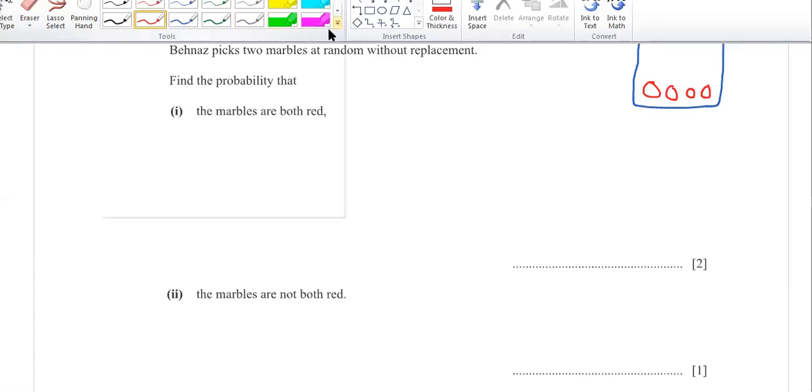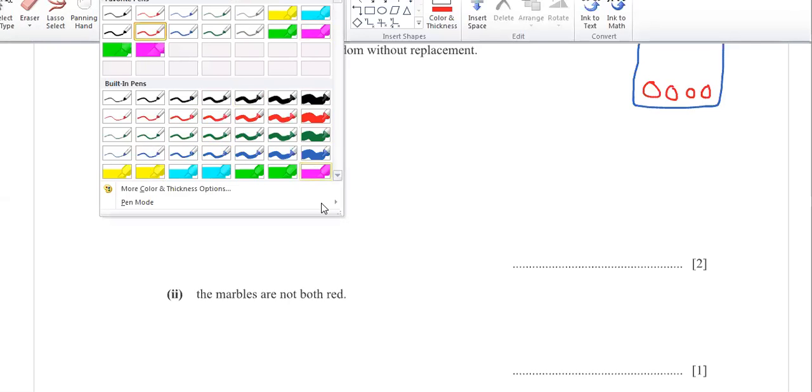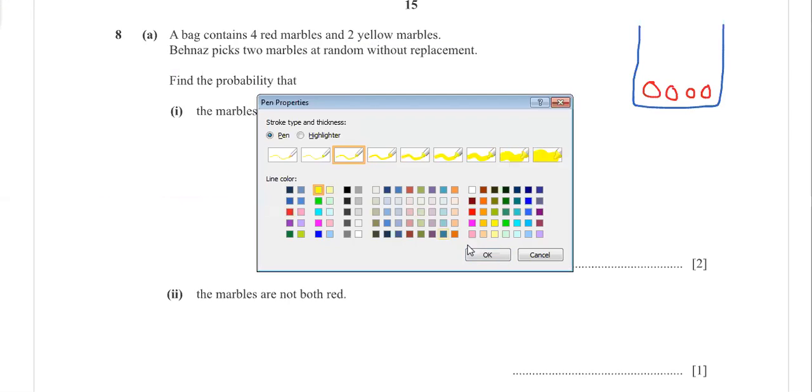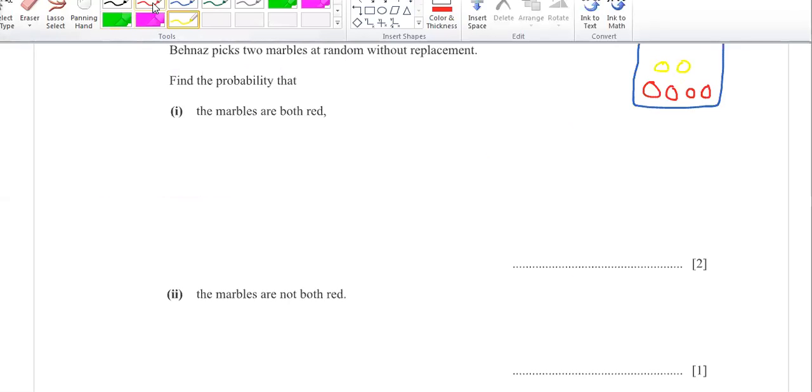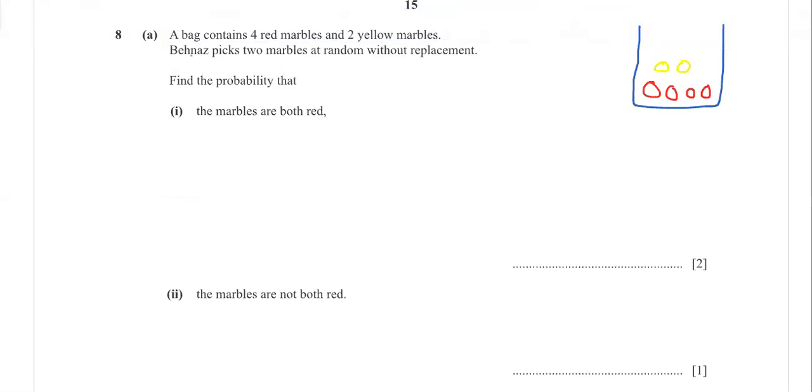And 2 yellow marbles. Let's choose the yellow color: 2 yellow marbles, 1, 2. Now, someone picks up 2 marbles at random without replacement. This point is very important. He or she is choosing 2 marbles without replacement.